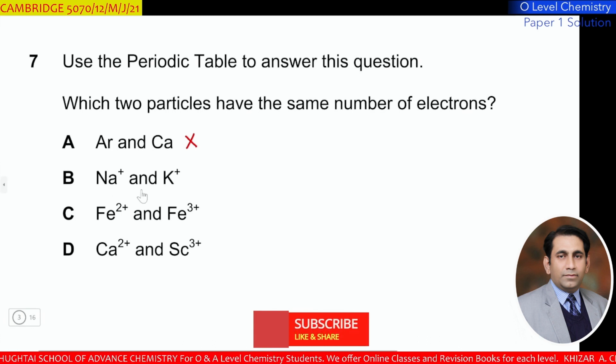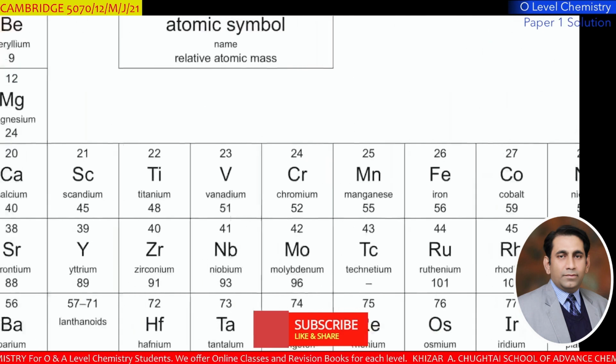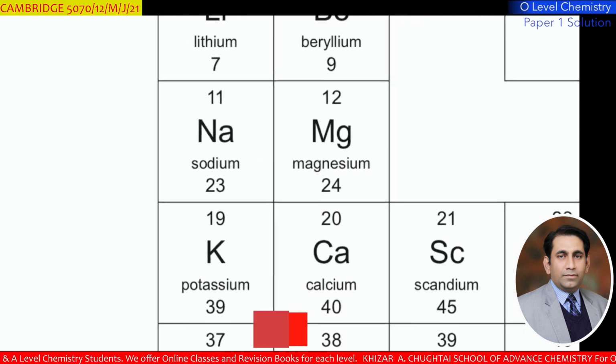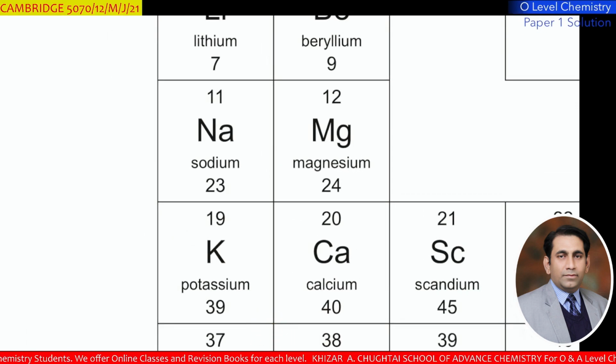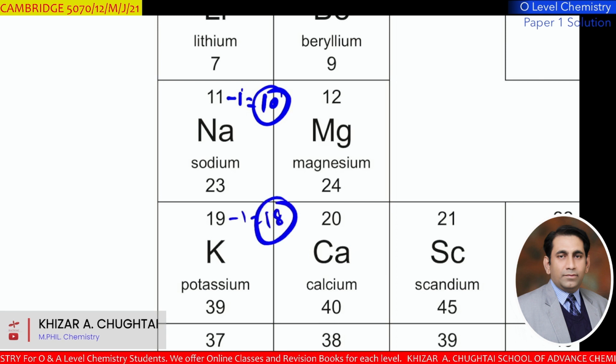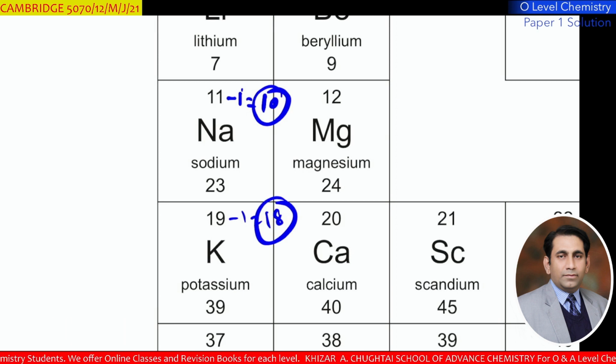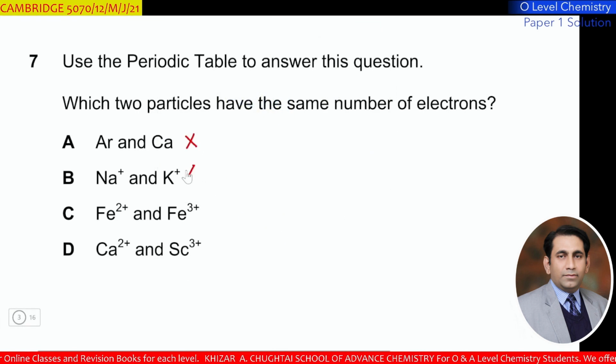Come towards the next one, sodium and potassium ions. Sodium ion means one less electron, so it has 10 electrons at the moment, right? And potassium one less means it has 18 electrons. So again, these are not the same number of electrons. So I'm going to mark it. Again, this is an incorrect option.